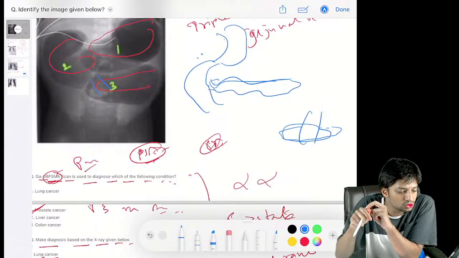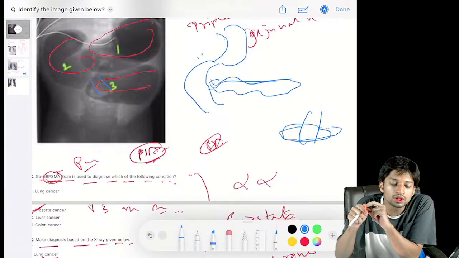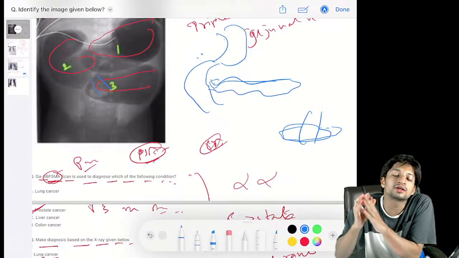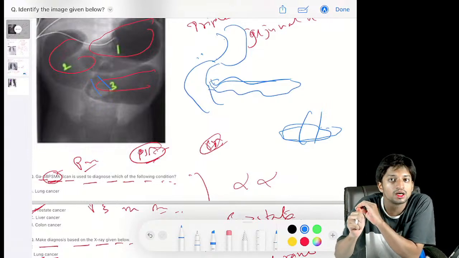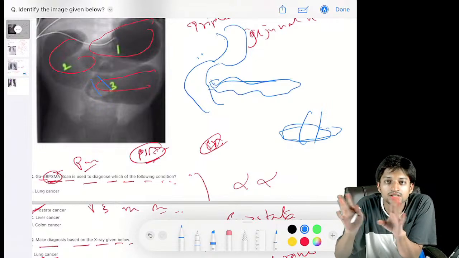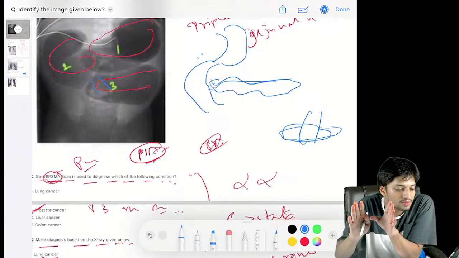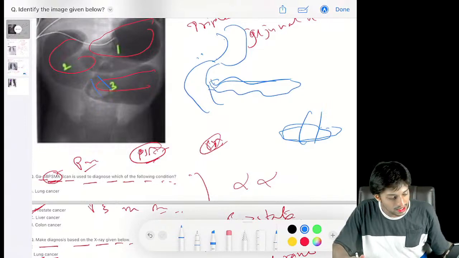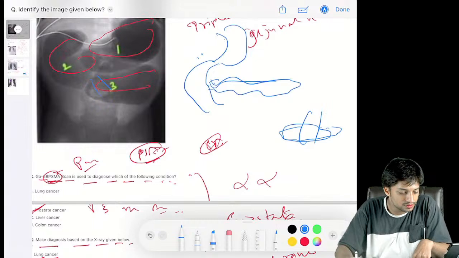Understood, Dr. Shubham? So one of the causes for duodenal atresia can be annular pancreas. Understood? Annular pancreas does not itself show any double bubble sign. Are you clear? Did you understand the concept? Guys, I hope you understood.